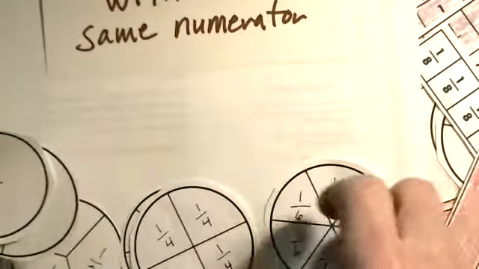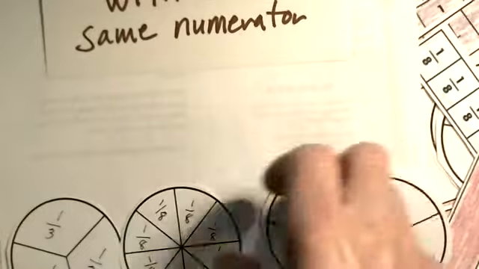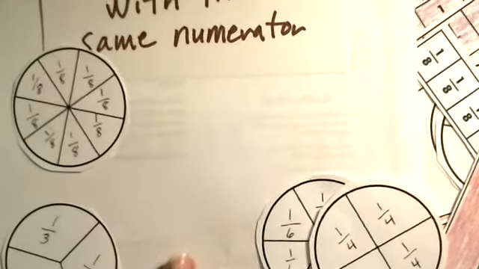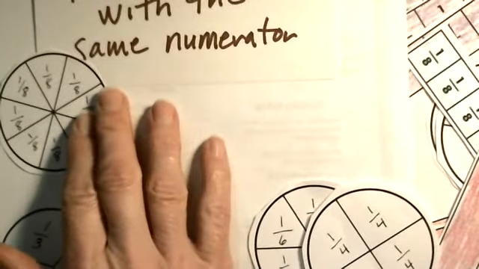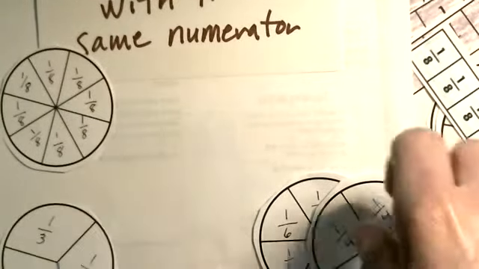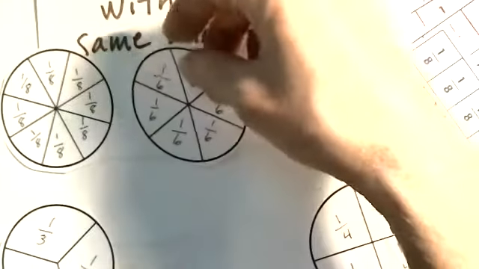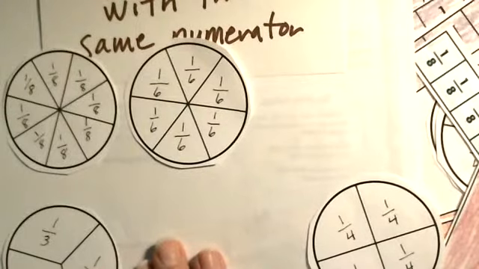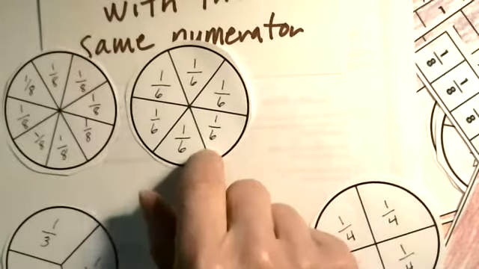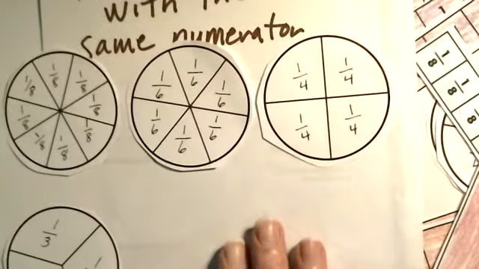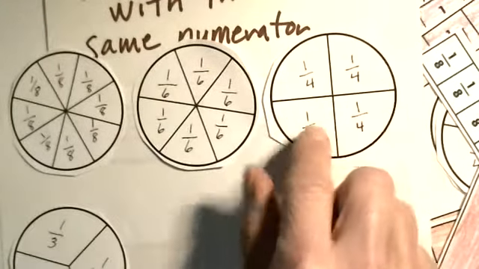Let's put them in order of least to greatest. If I was sharing a pizza, this would be the smallest piece. I would get 1/8 because I'd have to share with 7 other people. This would be the next smallest. I would get 1/6 because I'd have to share with 5 other people. Then 1/4 would be the next because I would share with 3 other people.